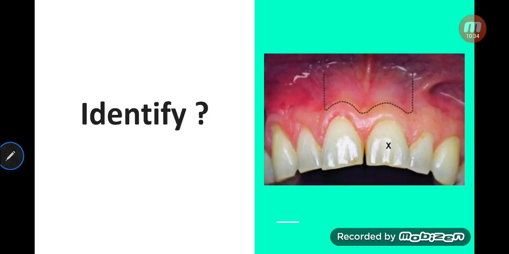AIIMS. I hope this flap is already done in the previous slide. Please go ahead. This is the most commonly used flap that is used for the aesthetic purpose in endodontics.